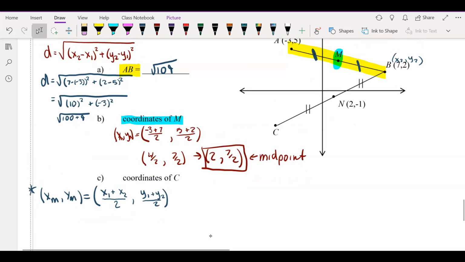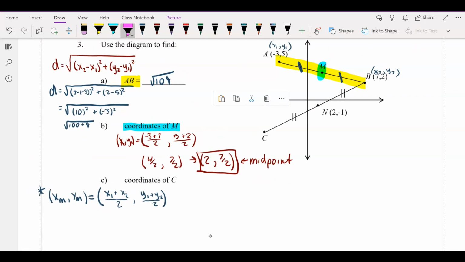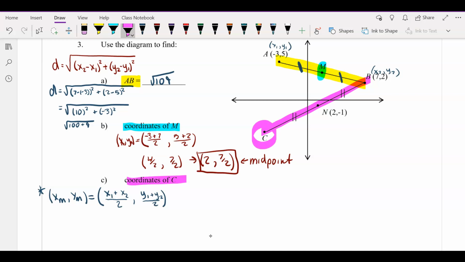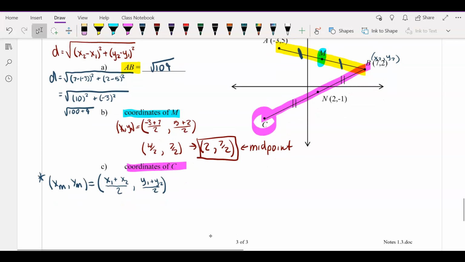Okay, last example. This one is a little tricky. So over here, finding the coordinate of C. This entire line here is what we're looking at, and we want to find the coordinate for C. We know one endpoint and we know the midpoint. Since we know what the midpoint is, I'm going to write (2, -1). That is the midpoint. We do know our x2 and y2, so I'm going to plug those into the respective spots. So we're going to have x1 plus 7 divided by 2, and y1 plus 2 divided by 2.